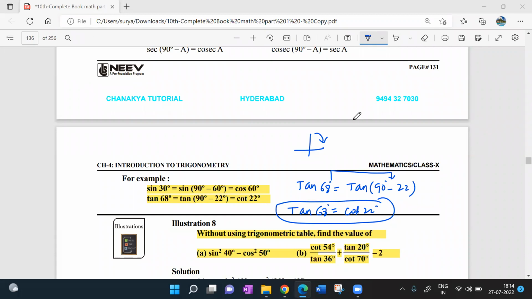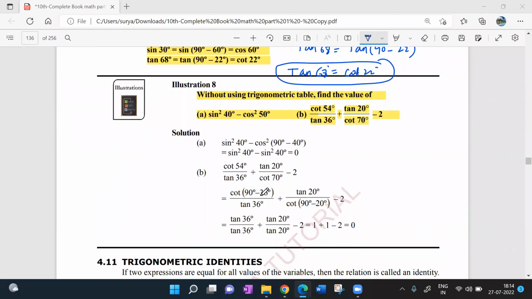Yes, many of you have done it: Ritvik, Vivek, Saranya, Krishna Pranav, Bhargav. Okay, look at the board, everyone. The first answer is 0. Very good. How is it 0? Tan square 40 as it is. Cos square 50 can be written as cos square of 90 minus 40, which is sin square 40. Sin square 40 minus sin square 40 is 0. Very good. Next, the second one is also 0, beta.